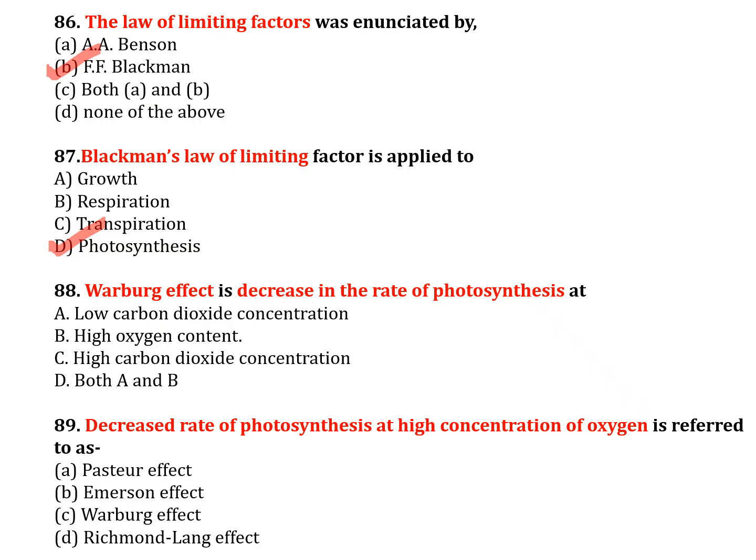The next question, number 88. Warburg's effect is decreased rate of photosynthesis at option A, low carbon dioxide concentration, option B, high oxygen content, option C, high carbon dioxide concentration, option D, both A and B. Correct answer is option B, high oxygen content.